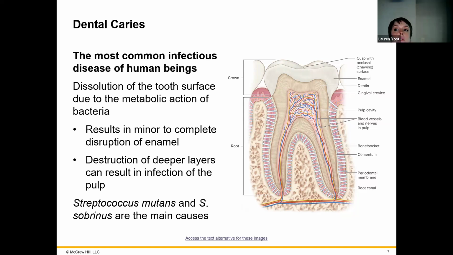The acid that organisms make when they ferment will break down your tooth enamel and can also then, even easier, break down the dentin underneath it. So this is where we start having tooth decay coming from: destruction of the enamel and then destruction of the layers underneath the enamel. Most people that are having tooth decay, this will be caused by Streptococcus mutans and Streptococcus sobrinus.